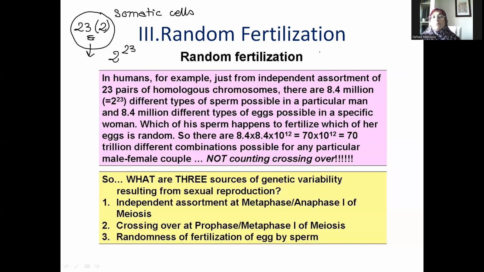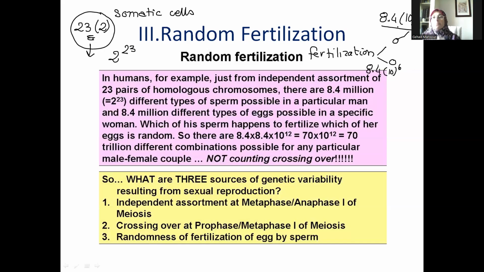And therefore, in the case of fertilization, what happens is that you have a sperm that fertilizes an ovum. For the sperm, you have 8.4 million, meaning 8.4 times 10 to the power 6 possibilities of genetic makeups. And for the egg, you also have 8.4 million possibilities.